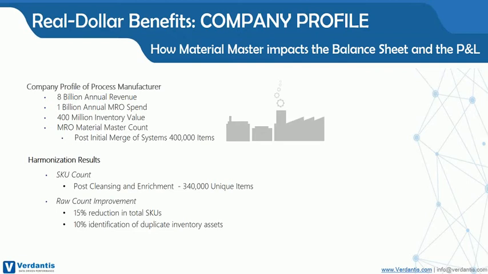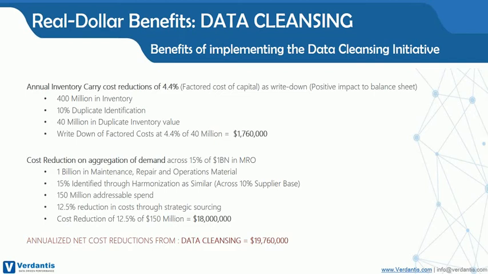Now, how does this translate to actual cash in hand? The annual inventory carry cost reduction was 4.4%. That was their factored cost of capital at the time. So with 400 million in inventory, a 10% duplicate identified, that was 40 million in duplicate inventory value. The write-down of factored costs at 4.4% of 40 million was $1.7 million.